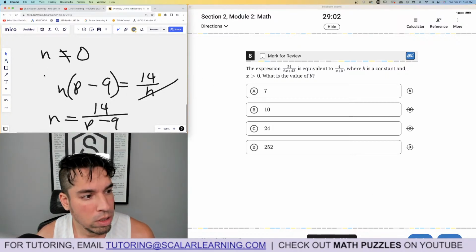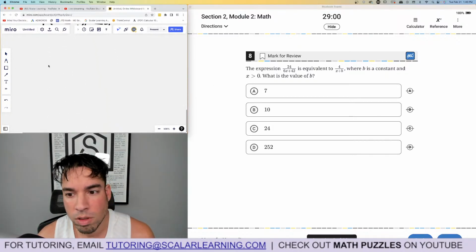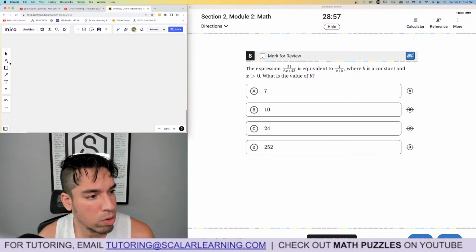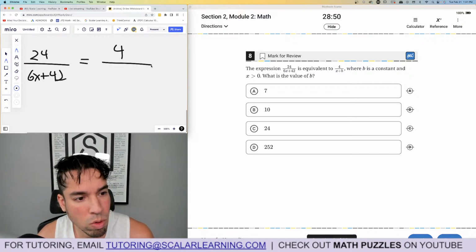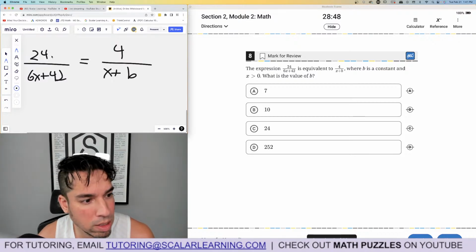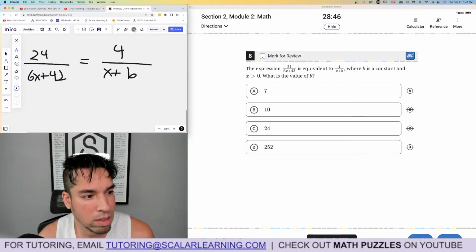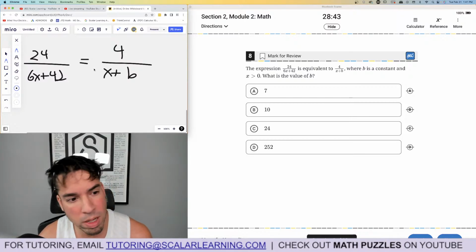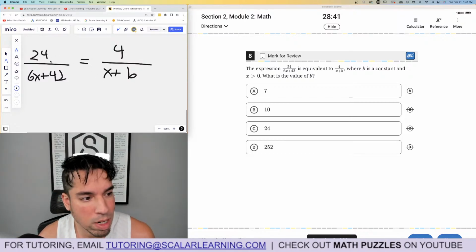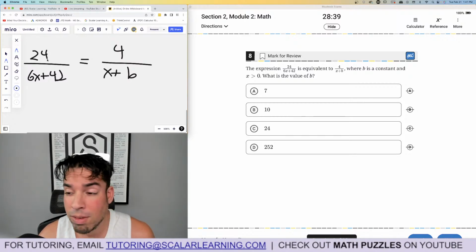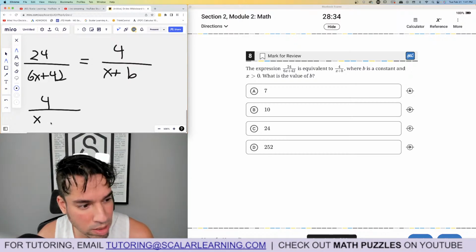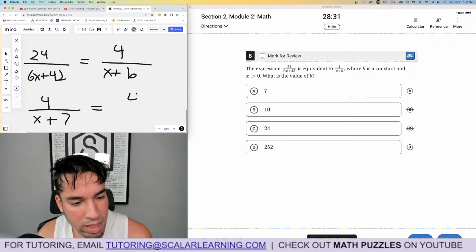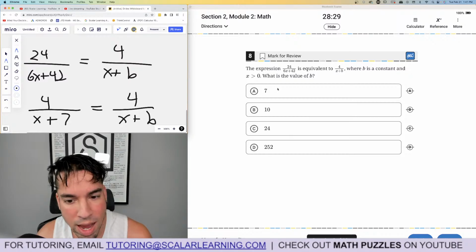The expression here, is this equivalent to that, where b is a constant. Okay, what's the value of b? So if they're equivalent, we'll set them equal to each other. 24 over 6x plus 42 equals 4 over x plus b. You notice what they did is, look, we could cross multiply and do all that, but if I divide the top and bottom on the left side by 6, you have to divide everything by 6. So this divided by 6 becomes 4, that divided by 6 becomes x, that divided by 6 becomes 7, and then you can see these equivalent expressions, b has to equal 7.